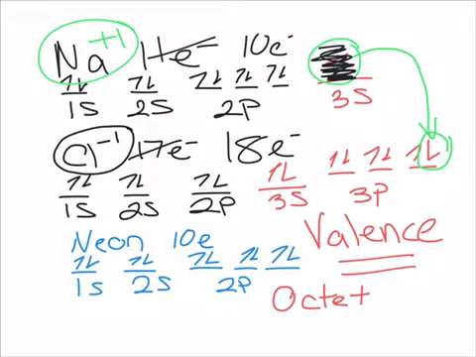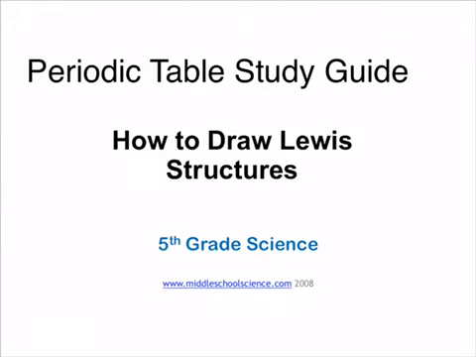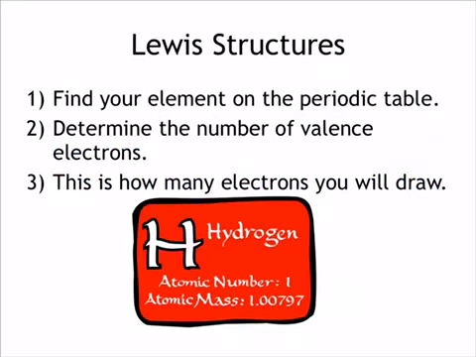Today, if you look at your homework sheet, you're going to be writing what are called Lewis structures, which is another way to look at valence electrons by drawing symbols and using dots for the electrons. I took this from a middle school lesson, so you can be confident that you will be able to do this with very little stress. The first thing you do is find the element on your periodic table and determine the number of valence electrons.